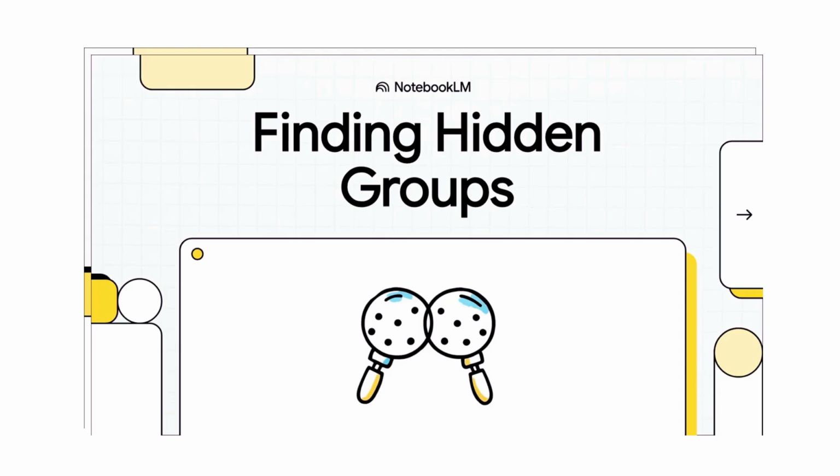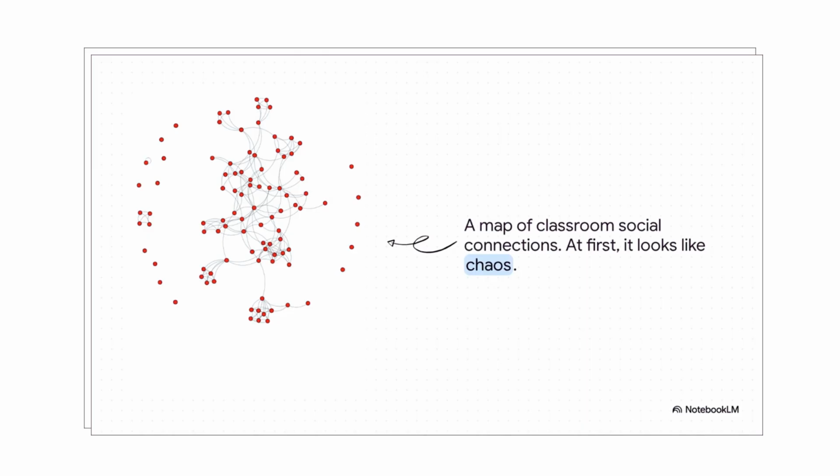Ever wondered how you find hidden groups or secret structures inside really complex networks? Well, today we're diving right into that puzzle with a kind of data detective story, a tale of two very different algorithms. So take a look at this. What you're seeing is a map of social connections in a classroom. Every red dot is a person, and every gray line is a connection between them.